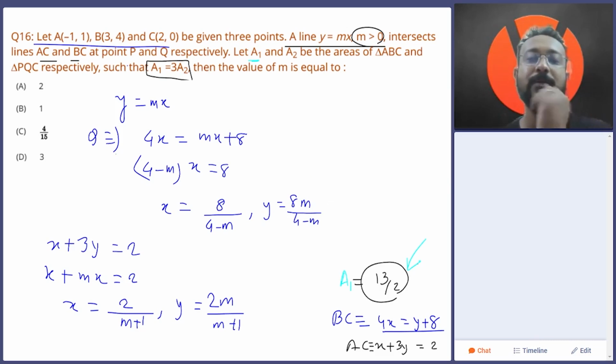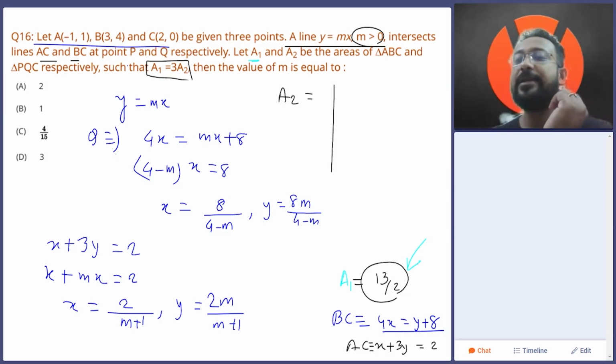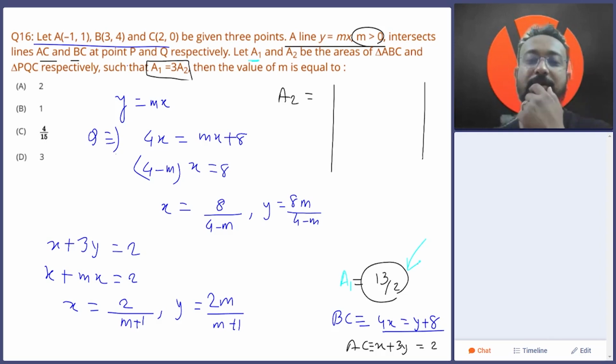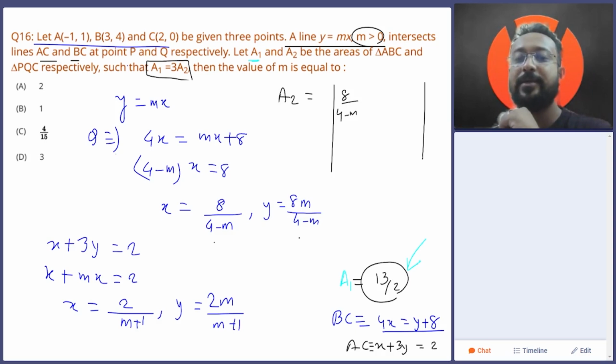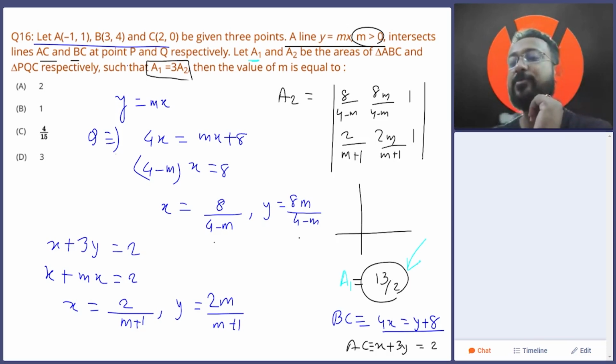Very simple. So once you get this, the area of the triangle, area A2, will be equal to what? All the points: we got x and y. So 8 by 4 minus m, and 8m by 4 minus m, and 1. Another point is 2 by m plus 1, then 2m by m plus 1, then 1. And the last point was what? If you remember, the last point was common: minus 1 comma 1. This one was the point 3 comma 4. And this one was C.